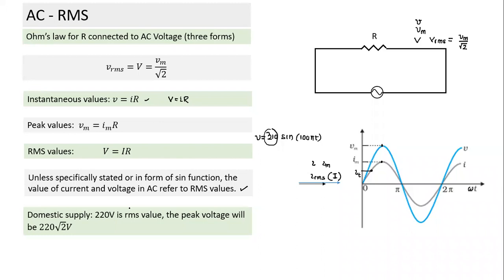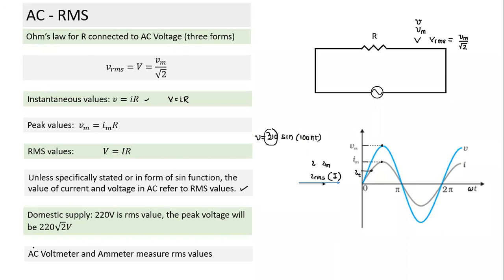So domestic supply, when we say 220 volts, we refer to this term very often. Is that the peak value of voltage? No, that's the RMS value. What is the peak value of the voltage supply we get at home? That is 220 into √2. Peak value is √2 times the RMS value, or RMS value is 1 by √2 times the peak value.